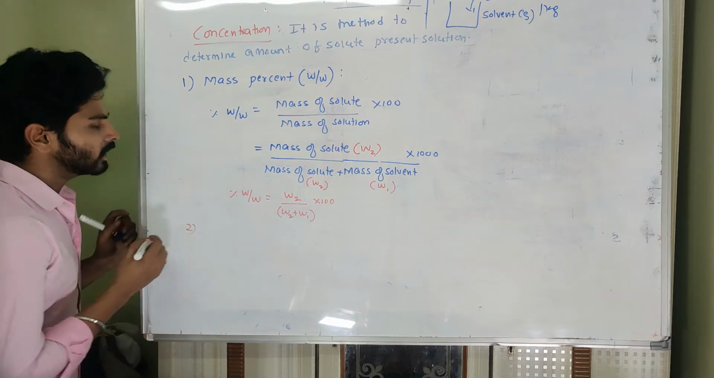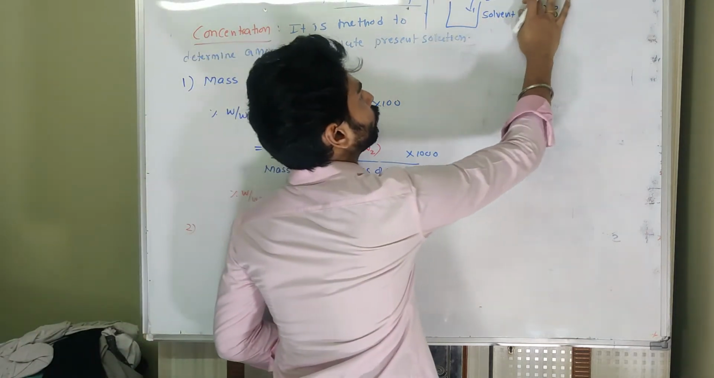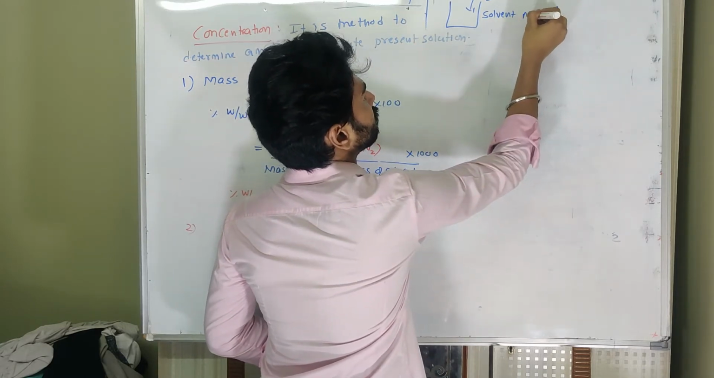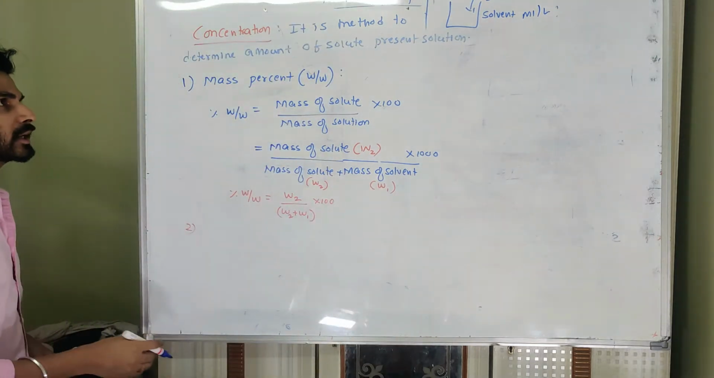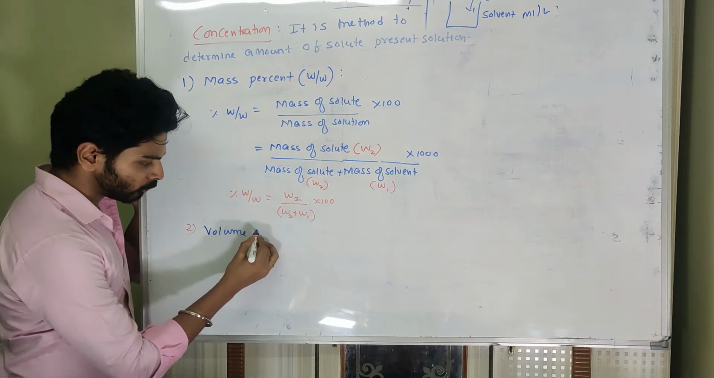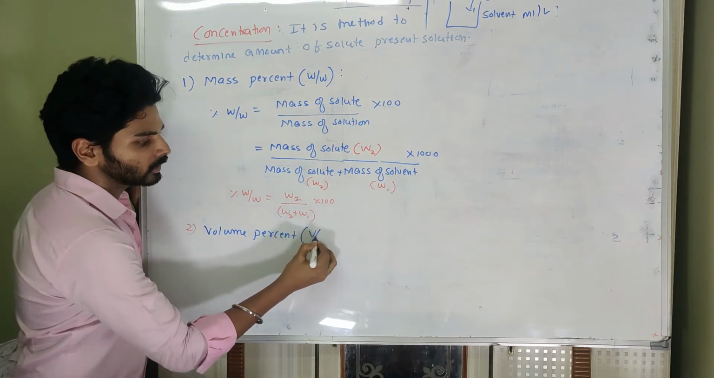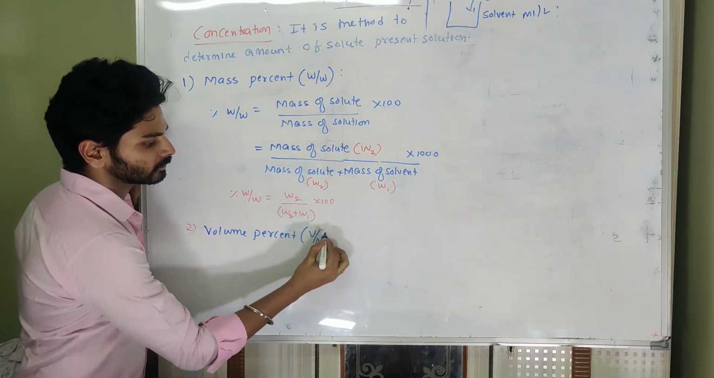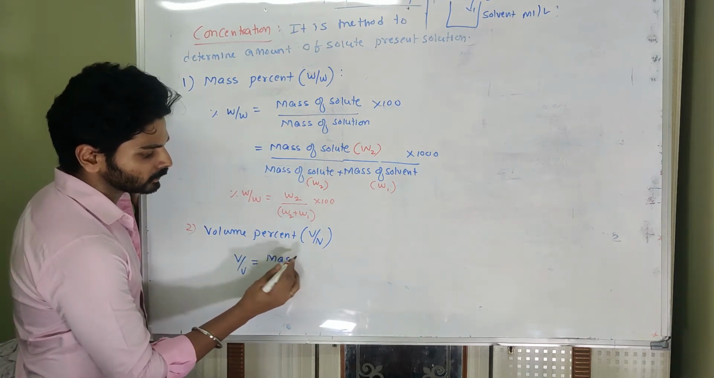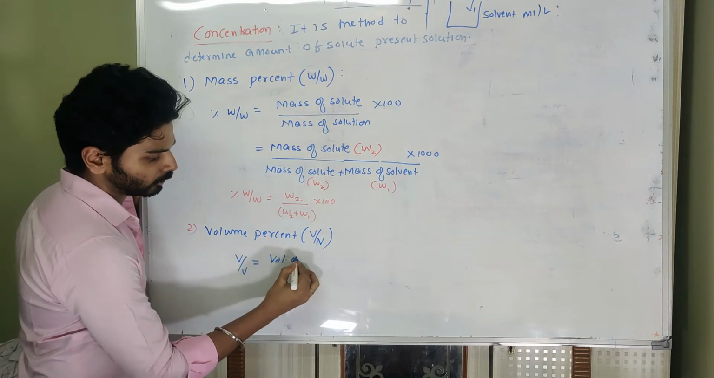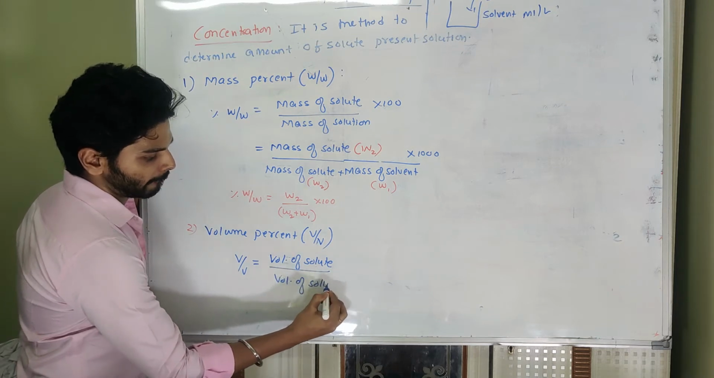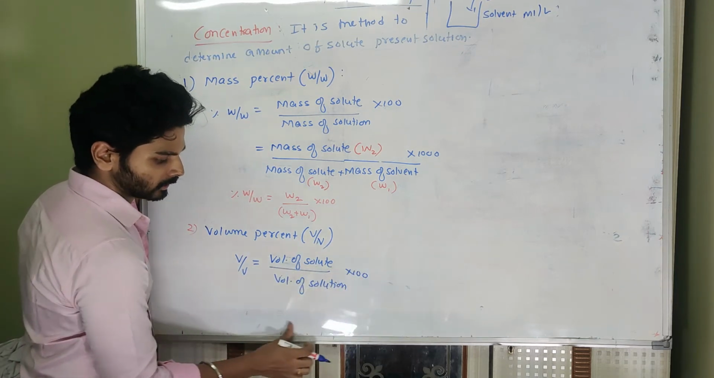One more similar formula is if both are given in terms of volume. Let us say the solute is given in ml or in liter, and after combining, the solution's volume is also given in terms of ml or in liter. Then we can go for something called volume percent. Volume percent is symbolically said as V by V. So similar to mass percent, V by V equals volume of solute divided by volume of solution into 100. This is the formula.